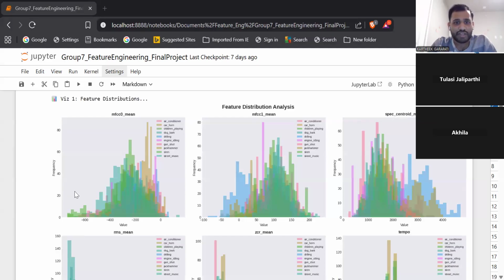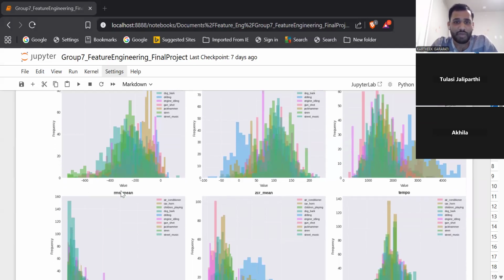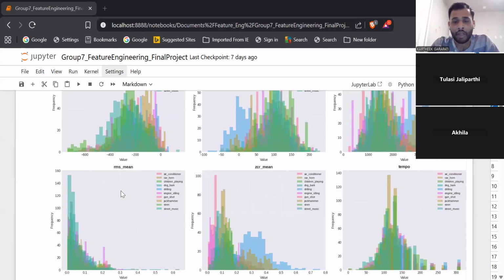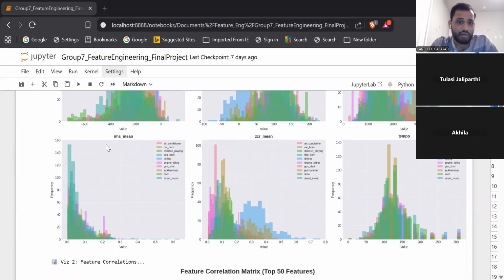The first visualization shows distribution across classes. MFCC 0 varies dramatically: air conditioners at minus 400, dog bark at minus 100, music near zero. The tempo separates rhythmic sounds at 120 to 140 BPM from others at around 60 BPM, explaining the discriminative power.